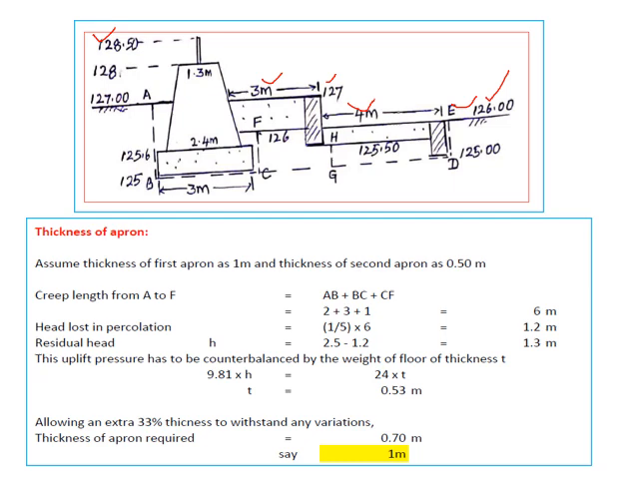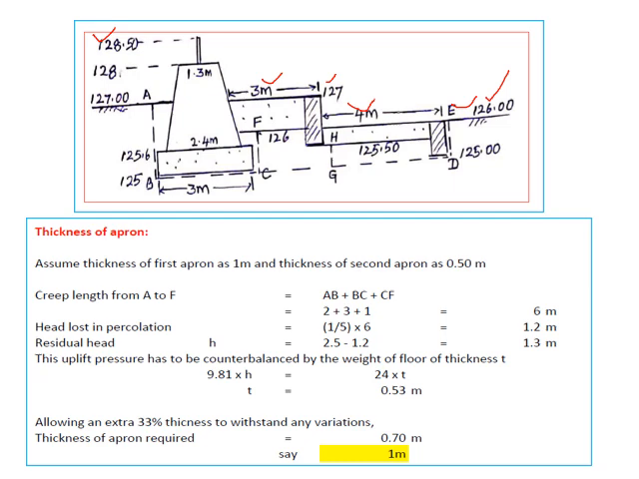AB is nothing but 127 minus 125, which comes to 2 meters. So this is 2.4 plus 0.3 plus 0.3, which comes to 3 meters. So BC is 3 meters, and since the thickness is assumed as 1 meter, it is 126 minus 125 as 1 meter. So therefore 6 meters is the creep length. So what is the head lost? It is divided by C, so therefore 1.2. By the time it comes over here, the head lost is 1.2 meters.